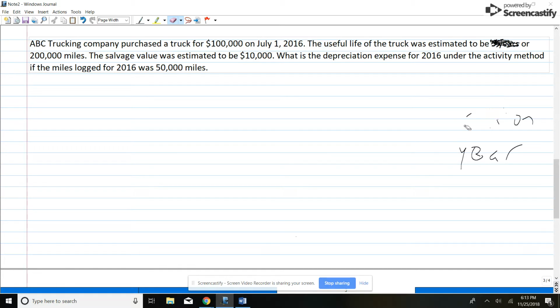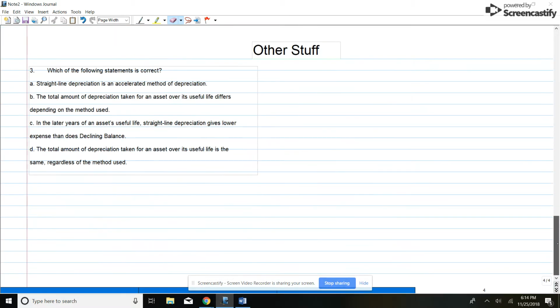So the last slide for chapter 9 that I'm going to go over is just some other stuff. This question was on your chapter 9 quiz, and I noticed that most people got this question wrong. Which of the following statements is correct? Let's look at A. Straight line depreciation is an accelerated method of depreciation. That's not right, because we know of one accelerated method of depreciation, and that is the double declining method, which we'll talk about in a second.